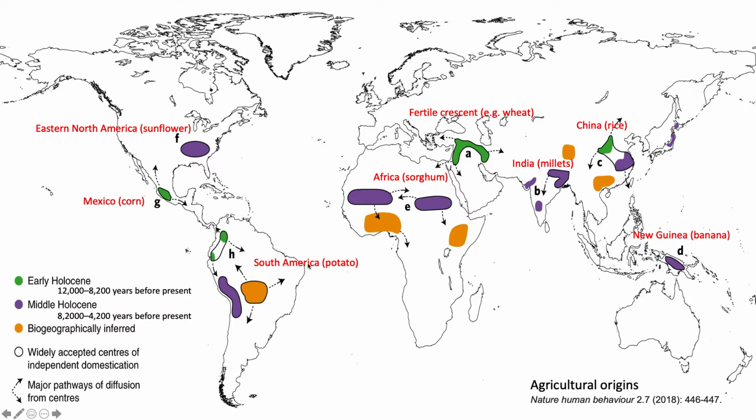You have potato in South America. You have wheat in the Fertile Crescent, rice in China, and you have banana. This is not the original one. This came later. Sorry. And you have centers of origin that came later, around 8,000 to 4,000 years before present.